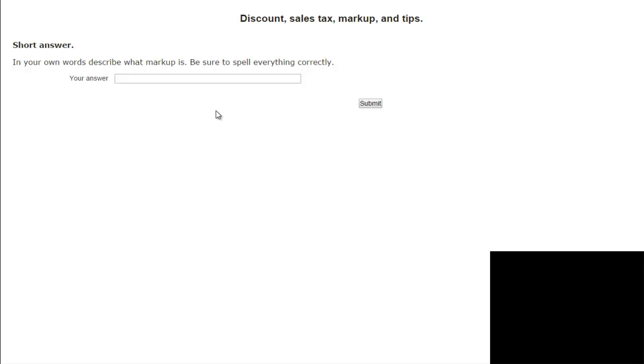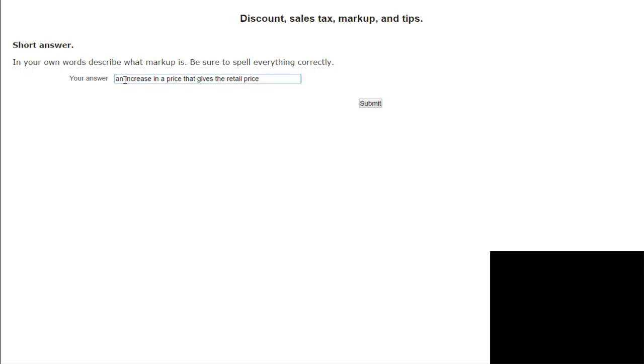So the next question is going to be another short answer which talks about a markup, and the student is required to describe what the markup is. And the markup is basically an increase in a price that gives the retail price, something along those lines.